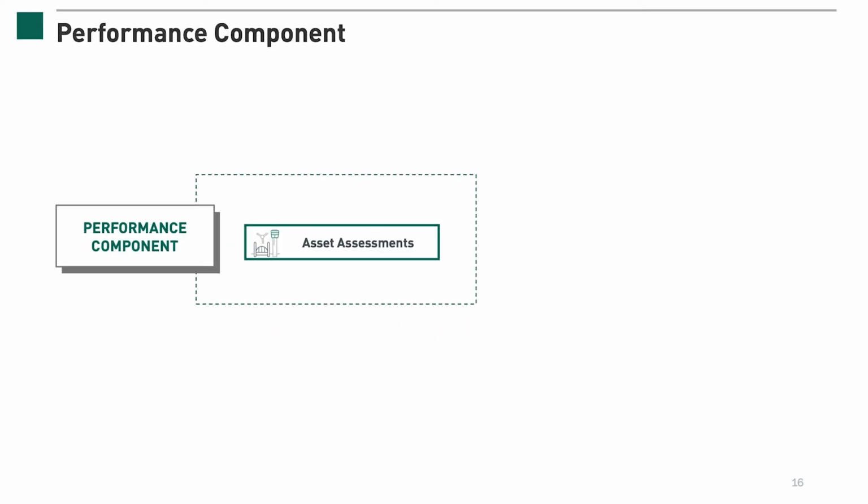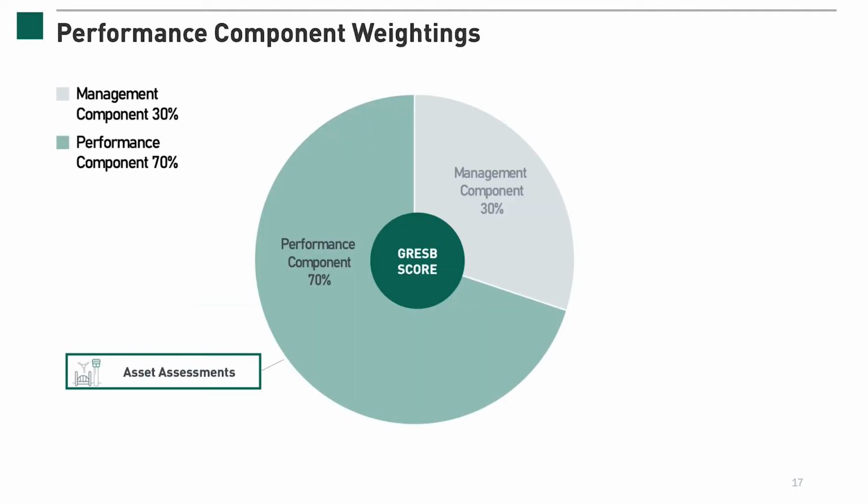Funds do not complete a performance component themselves. Instead, the underlying assets of the fund complete it. The performance component accounts for 70% of the GRESB score infrastructure fund. At least 25% of the fund's underlying investments by equity share need to participate to complete this component for a fund.